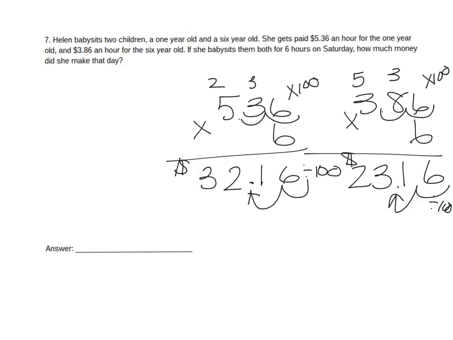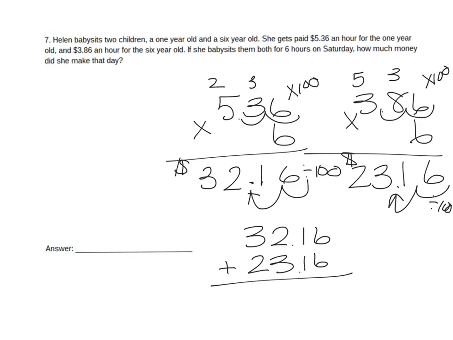They want to know how much money did she make that day. So how much money total? What do you think we should do with these two numbers? Yes, we should add them. So $32.16 plus $23.16. 6 and 6 is 12. 1 plus 1 plus 1 is 3. Our decimal comes straight down. Remember when we added decimals, we lined up our decimals. 3 plus 2 is 5. 3 plus 2 is 5. So on Saturday, she made $55.32 babysitting.